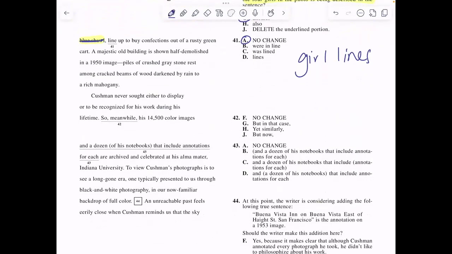They're not even giving us the option to take it out. So let's read. "So meanwhile, his 14,500 color images in a dozen of his notebooks that include annotation for each are archived and celebrated at his alma mater." We need to read this as well. "Cushman never sought either to display or to be recognized for his work during his lifetime." But now, I go J, I think. Yep. Because it's saying he didn't seek recognition. But now his notebooks, his images are archived and celebrated at his alma mater, Indiana University.